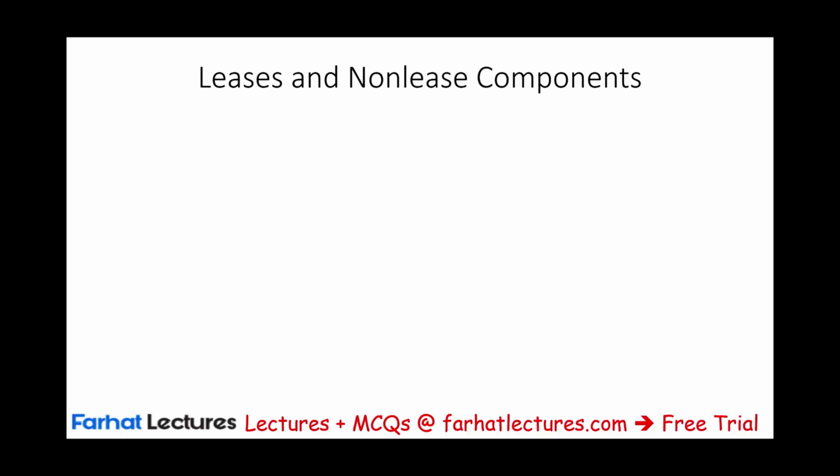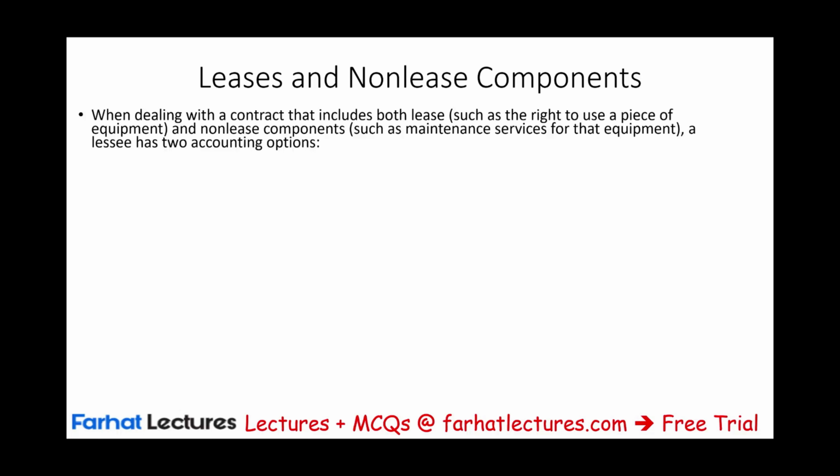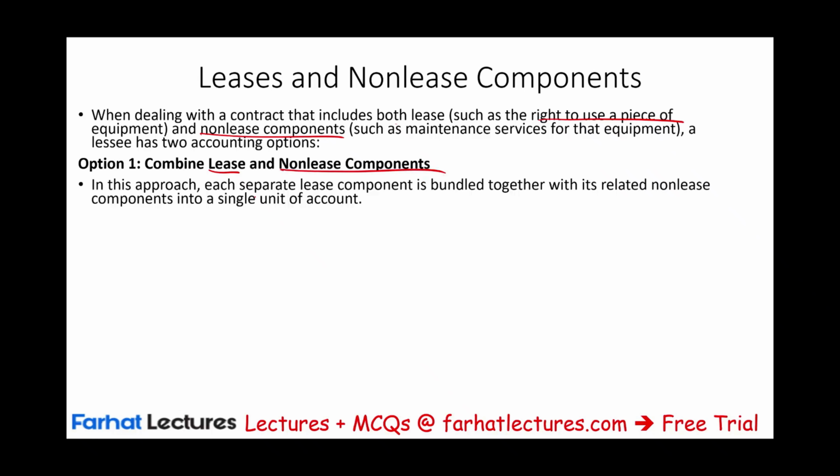Now let's take a look at lease and non-lease components. Remember, leases, we have an asset, a specified asset. Non-lease components are services. When dealing with a contract that has both a lease, which is the right to use a piece of equipment, an asset, and non-lease components, services, what can we do? We can combine lease and non-lease components. In this approach, each separate lease component is bundled together with its related non-lease components into a single unit of account. Simply put, it's a lease. We combine them and we treat them as a lease.